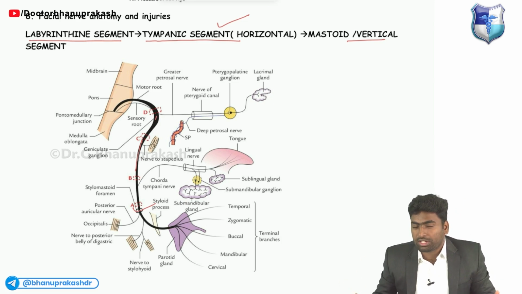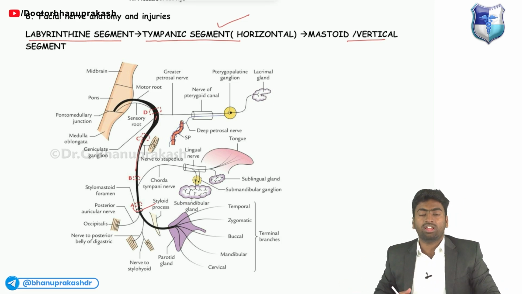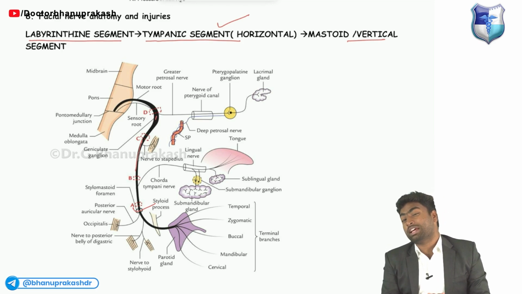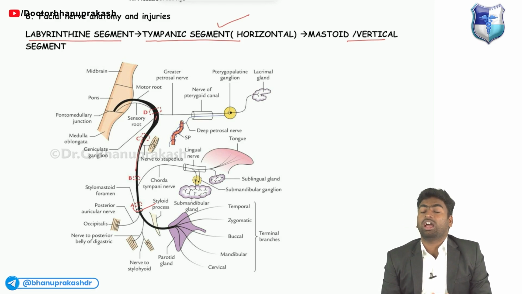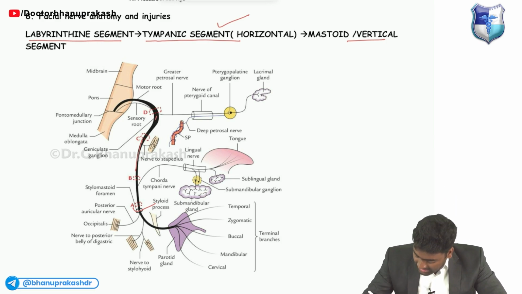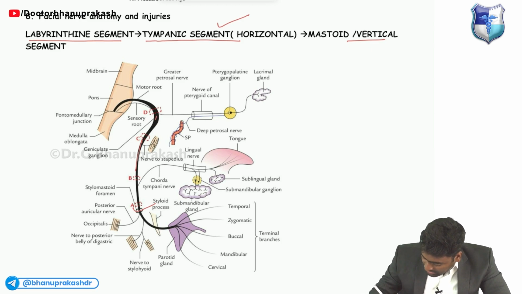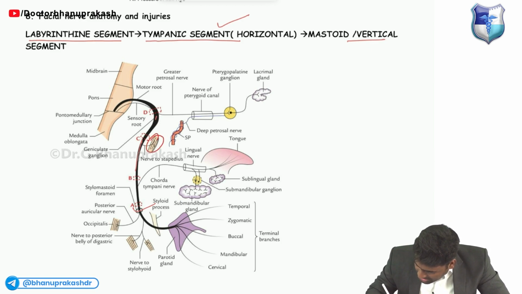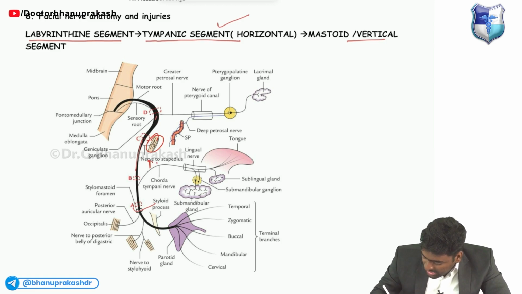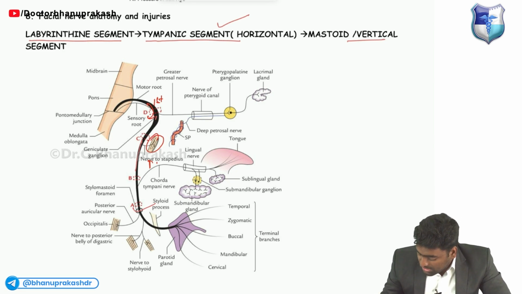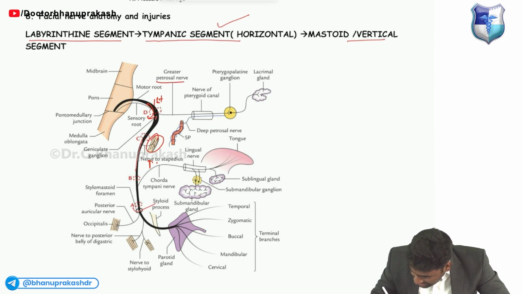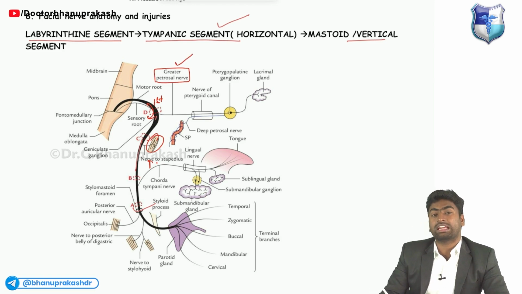Mainly what you need to know is which section or part gives rise to which branch. Based on this branch, we will tell what the complication is, or at which level the facial nerve got injured. For example, initially around the first genu, where it takes a turn, it will give rise to the greater petrosal nerve.